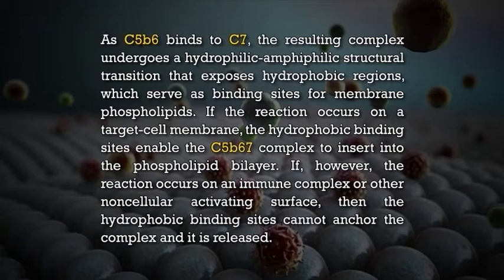If the reaction occurs on a target cell membrane, the hydrophobic binding sites enable the C5b67 complex to insert into the phospholipid bilayer. If, however, the reaction occurs on an immune complex or other non-cellular activating surface, then the hydrophobic binding sites cannot anchor the complex and it is released.